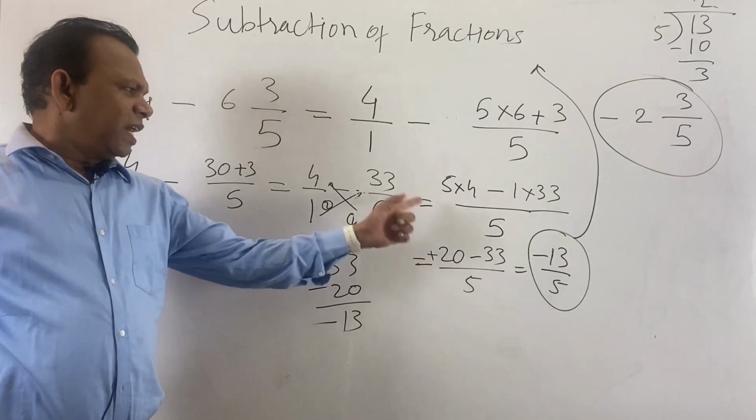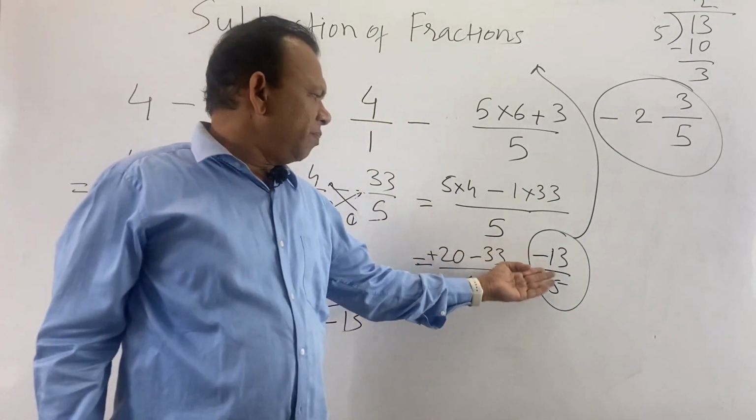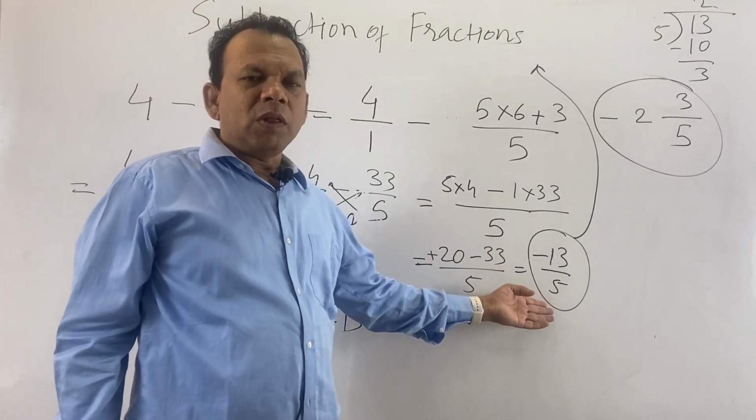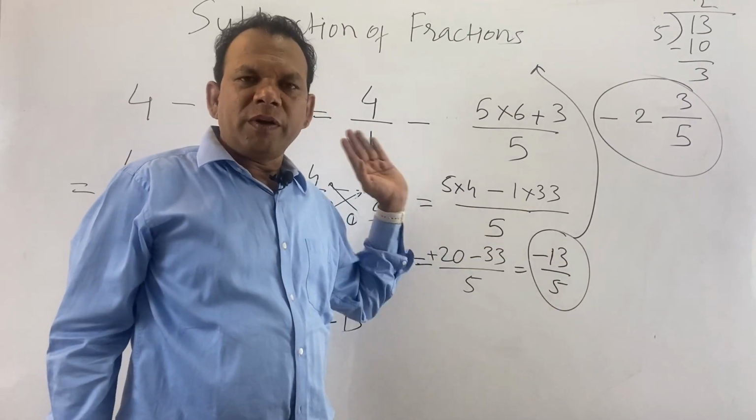Got it? So there are some sums where a negative sign will come, right? So no need to bother about it. You have to follow whatever your method is.